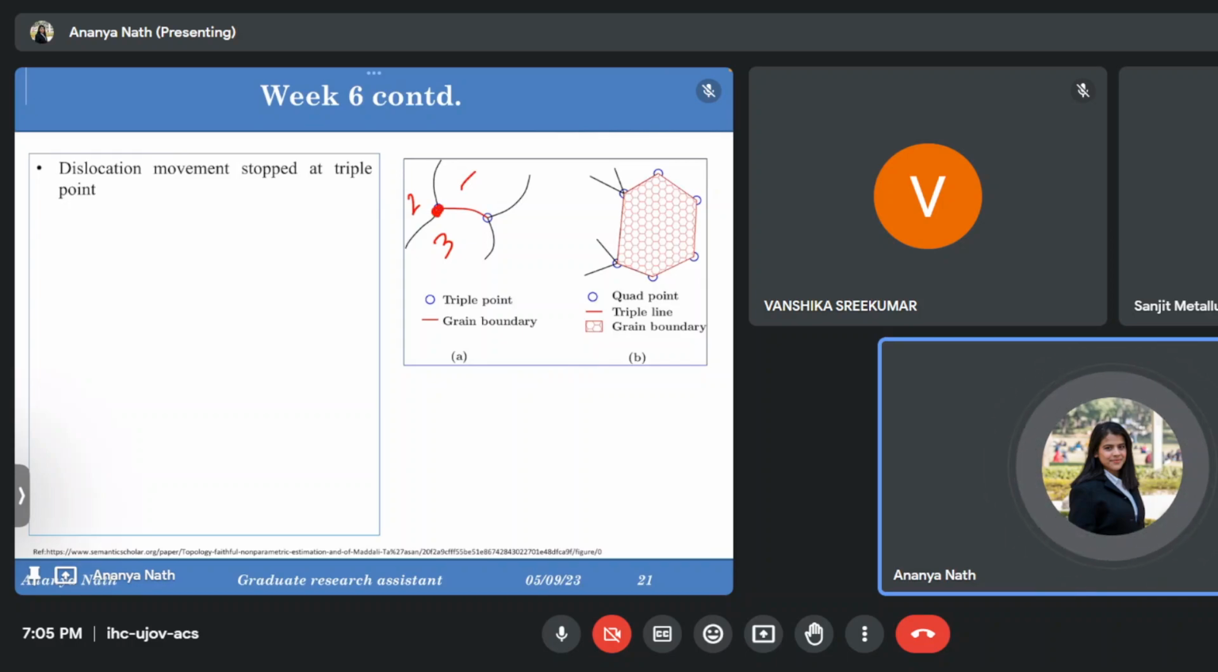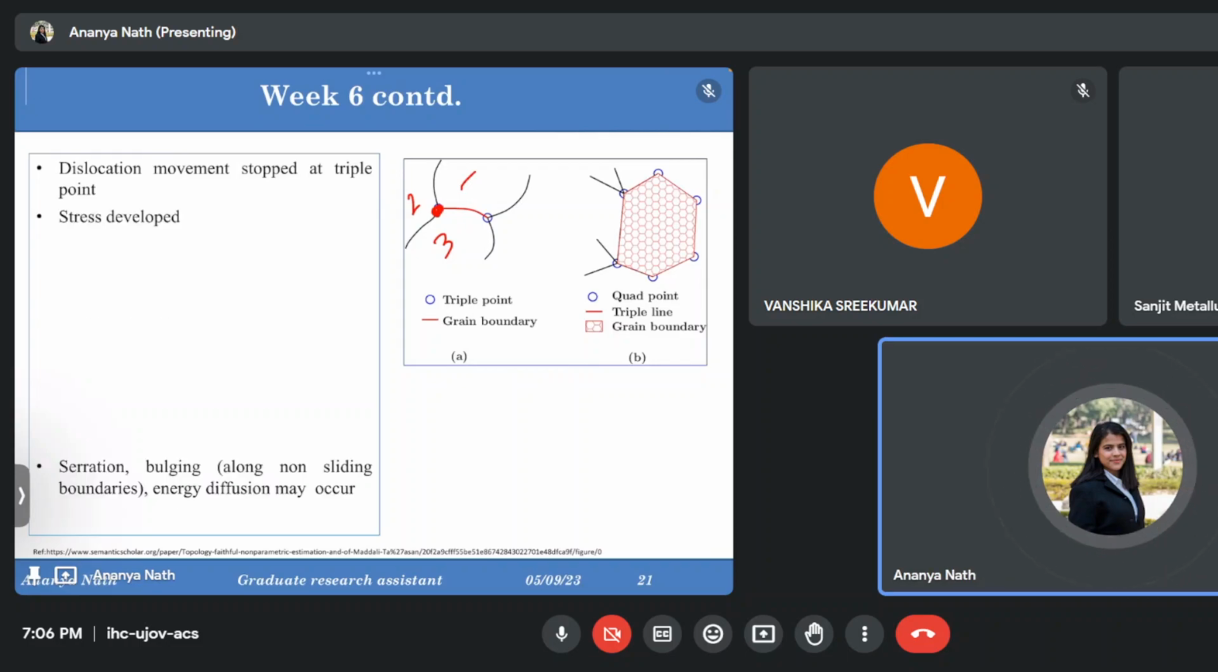So this will be called as triple point, and these dislocations move at the triple point because they have the option to go towards three grains. They are now present in grain 1, they have reached the grain boundary. So now they have two more options to go, grain 2 or grain 3. Now they will see in normal condition, they will go towards the grain where they will find the low energy configuration. So this is why dislocation motion gets stopped at the triple point.